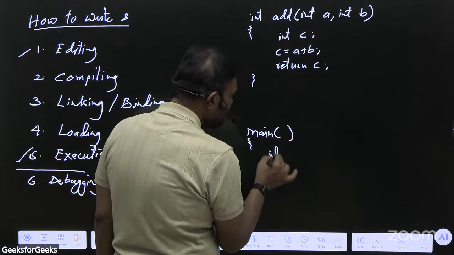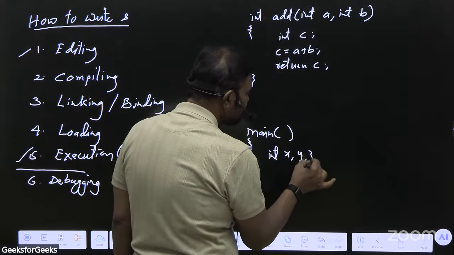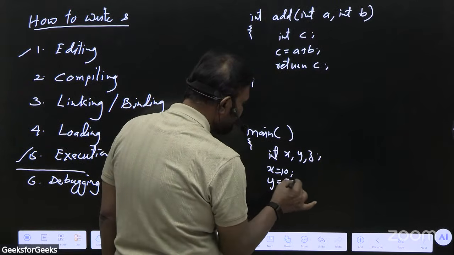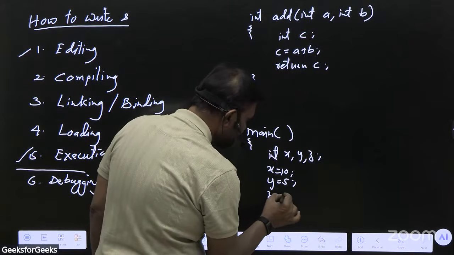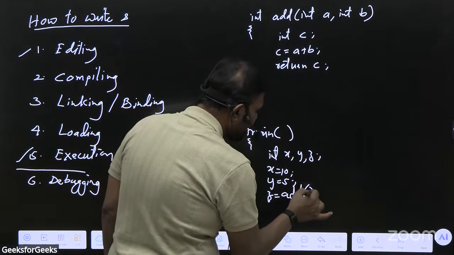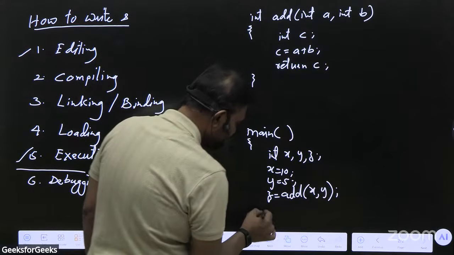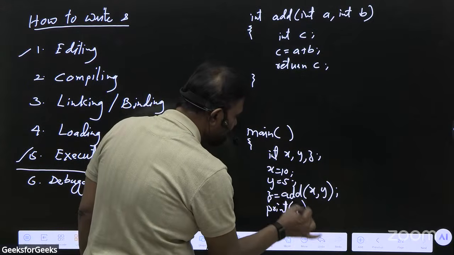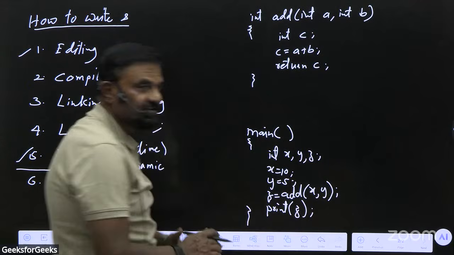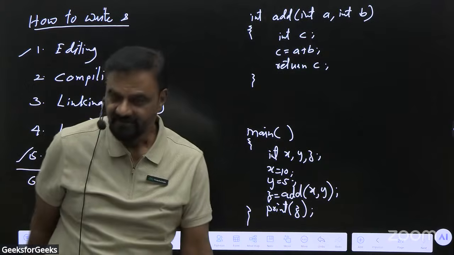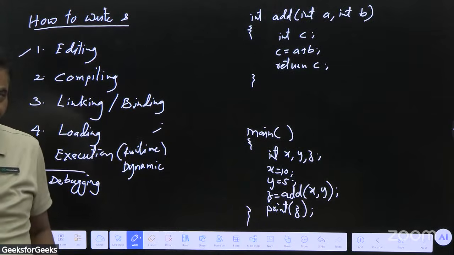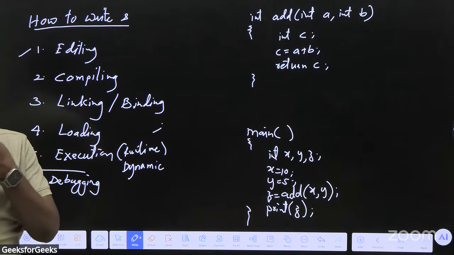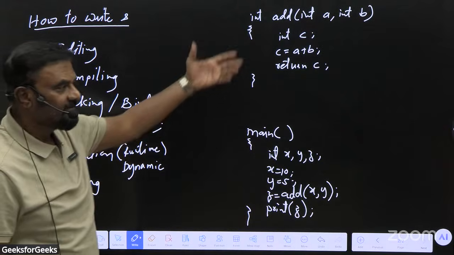Here, integer x comma y comma z. X assign 10, y assign 5, z assign add x comma y. I am just saying print here for z. I'm not writing the complete syntax of C language. Printf, percent d, all those things I have not written, just print z. The simple program I have written. I have written the main function and the add function.